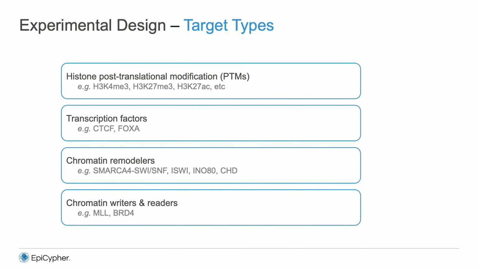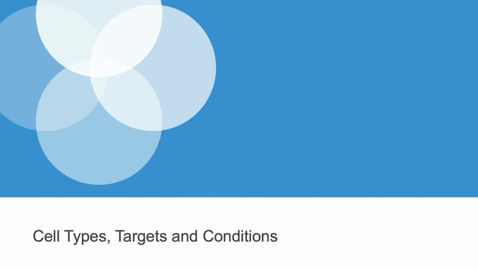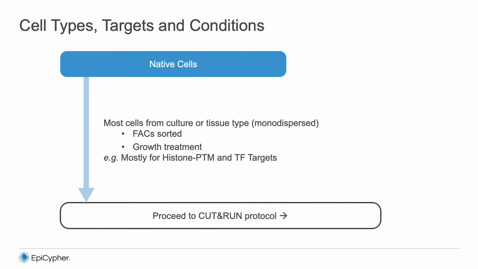If you are new to cut-and-run, going after new targets, or testing new antibodies, it's important to carefully consider the cell types, experimental conditions, controls, and antibodies that will best address your biological question of interest. Our protocol is compatible with multiple cell and sample types. Native or unfixed cells are ideal if you are profiling histone PTMs and transcription factors. These cells can come from various sources, including adherent and suspension cell lines, as well as tissue samples.